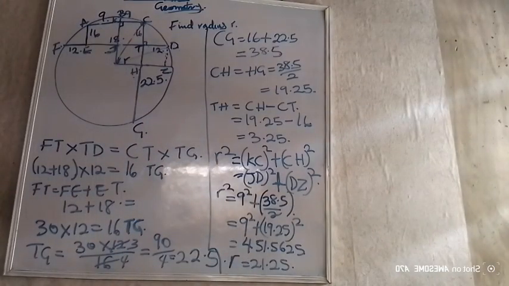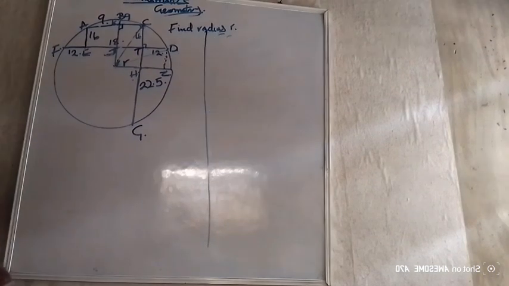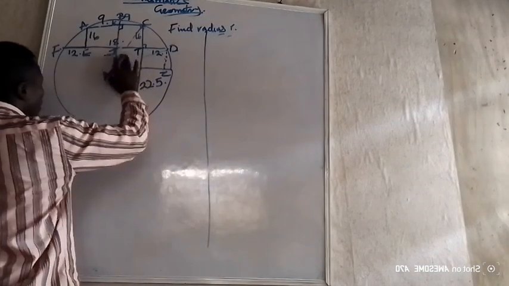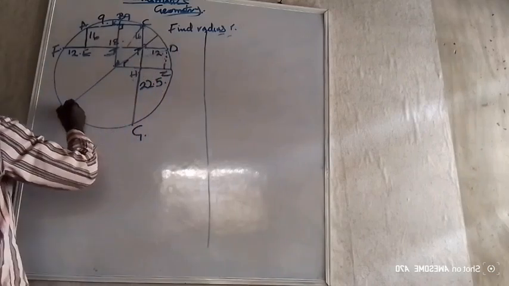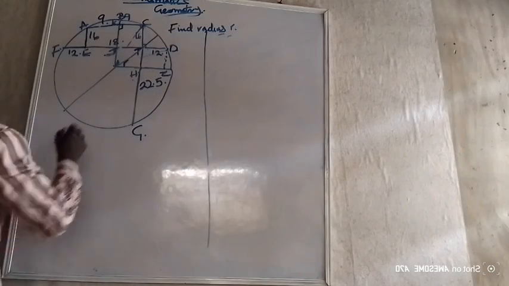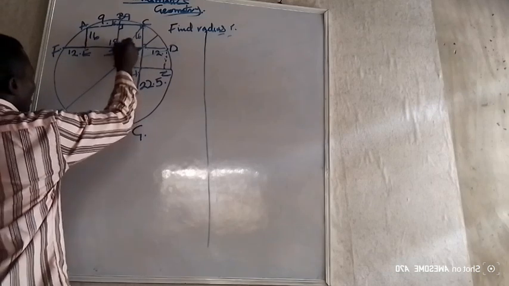Let's look at it from another perspective. Now, let's draw R to pass through this point, the point of intersection of the two chords. This place, we can calculate this place.